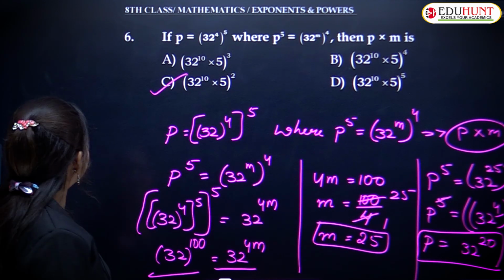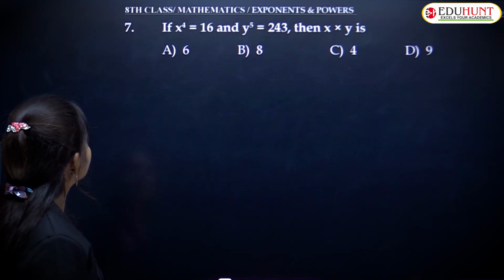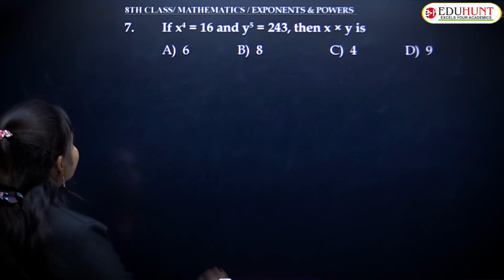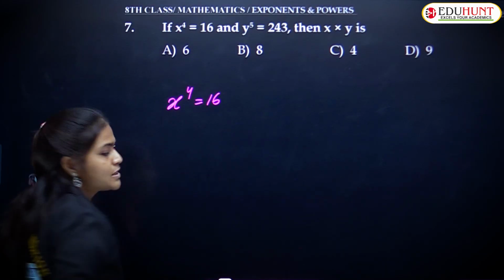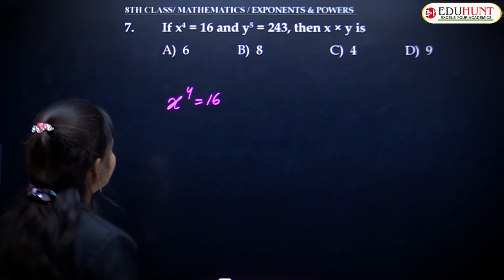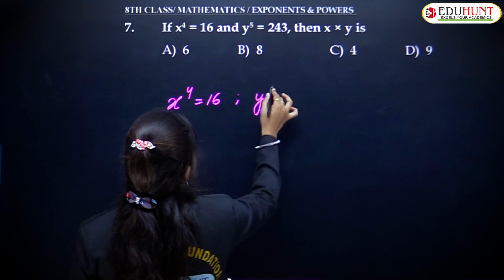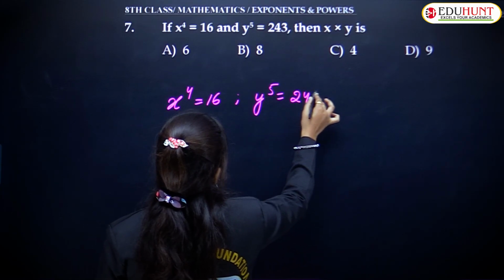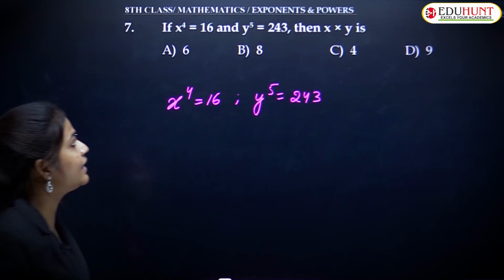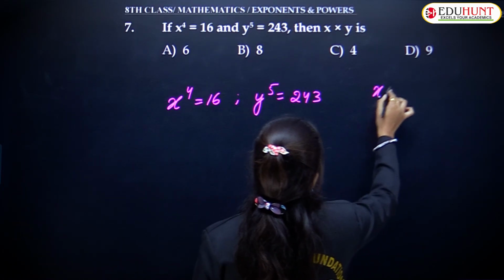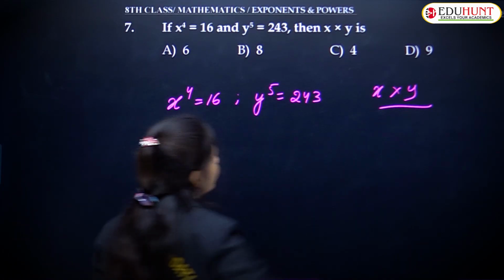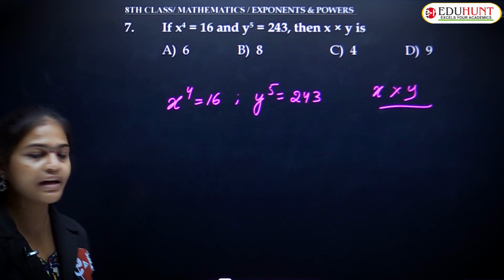Next let us check the 7th one. So 7th question, what is that? See here. If x power 4 is equal to 16, next, y power 5 is equal to 243. So here we need to find the x and y values. Why? Because we need to find the x into y value, no? So before that we have to find the x and y values.